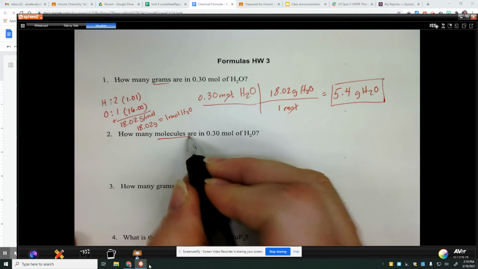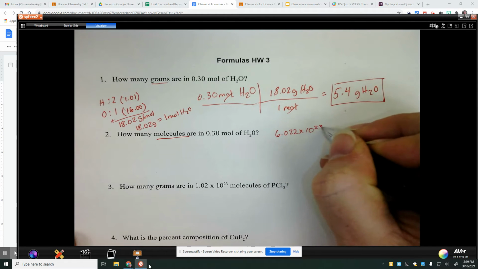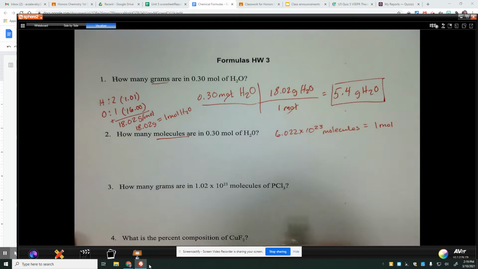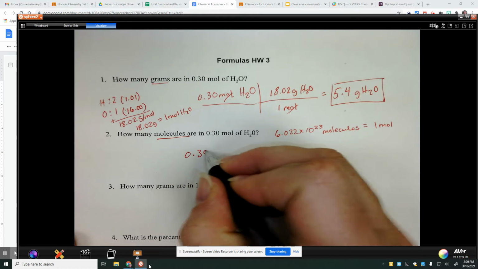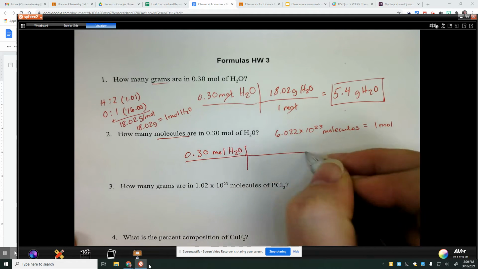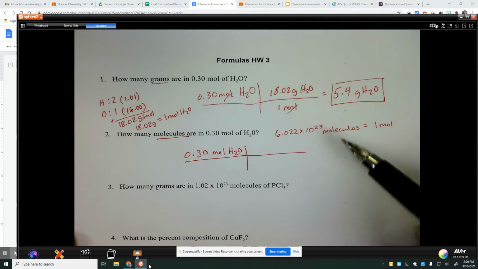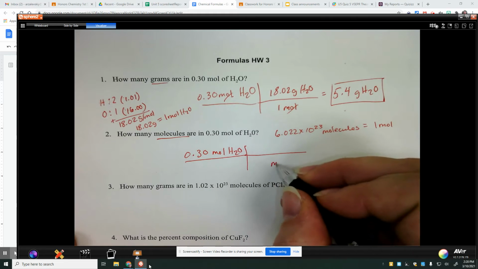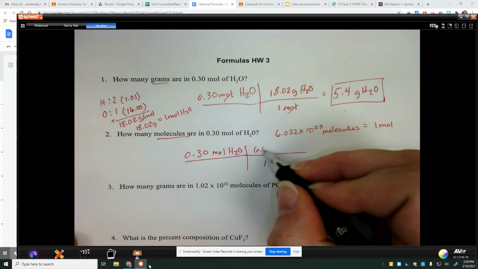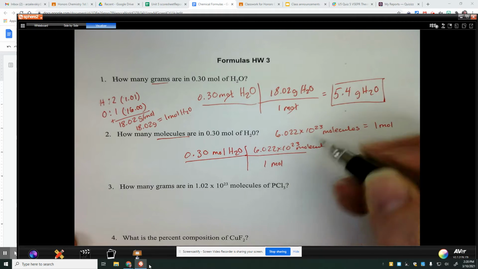In number 2, we see the word molecules, and that lets us know we're going to have to use Avogadro's number somewhere, and that tells us there are this many molecules in 1 mole of anything. So I have the same number here, 0.30 moles of water, but now I want to figure out how many molecules. So instead of using molar mass, which will take me to grams, I'm going to use Avogadro's number, which will take me to molecules. Mole is here, mole has to go here, so it'll cancel out. And that lets me know that 1 mole has to be on the bottom, and 6.022 times 10 to the 23rd molecules has to be on top.